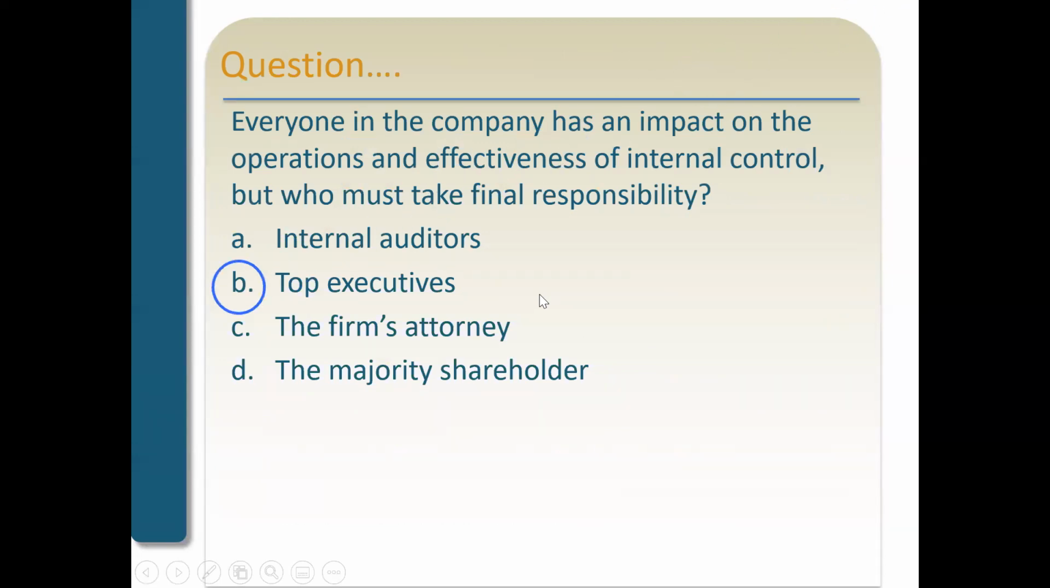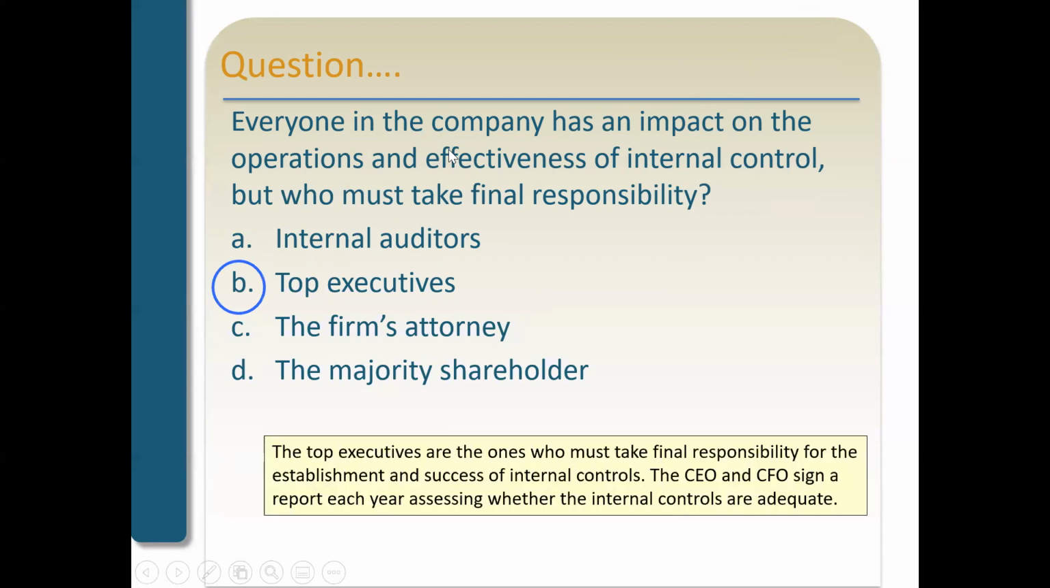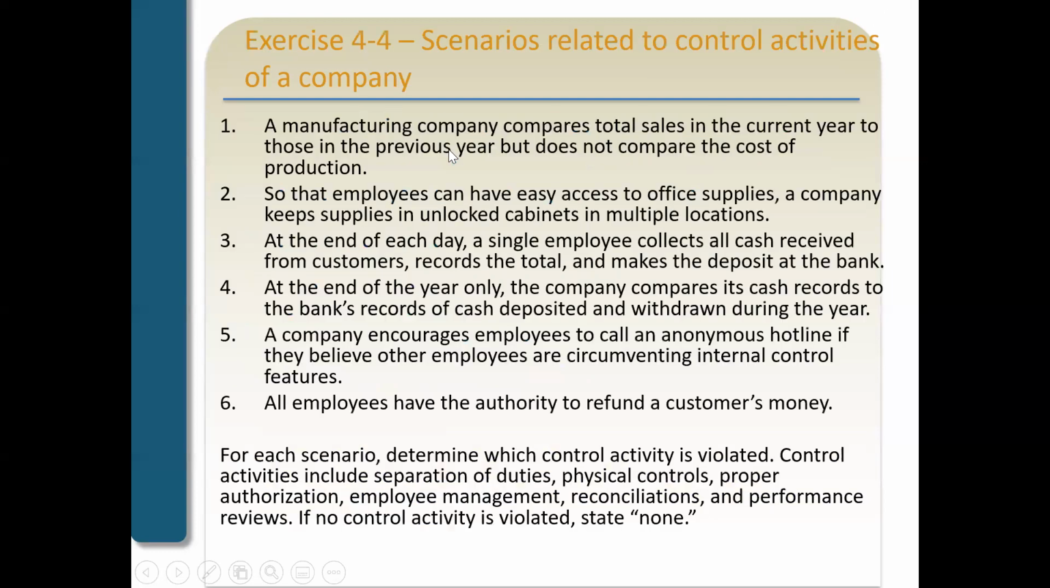Let's move on. Everyone in the company has an impact on the operations and effectiveness of internal controls, but who must take the final responsibility? The top executives. They are ultimately responsible. This one is a scenario where there are different situations, and each scenario determines which control activity is being violated. Control activities include separation of duties, physical controls, proper authorization, employee management, reconciliations, and performance reviews. If no control activity is violated, state none. I want you to take a couple minutes and attempt this, okay?